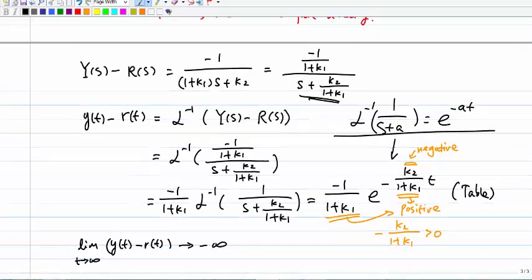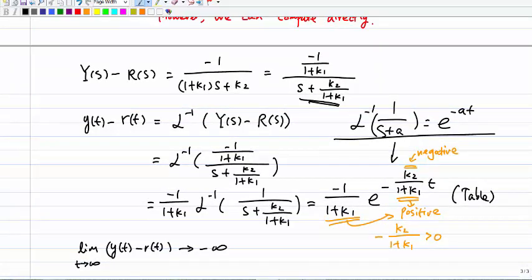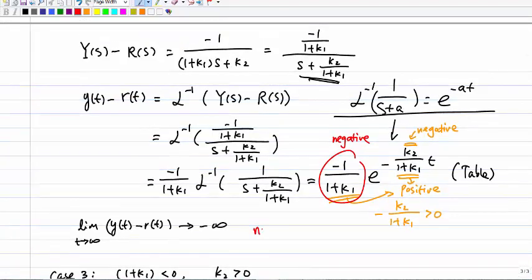Now if you look at this value here, k2 is negative and 1 plus k1 is positive, so we have negative over here, and this becomes positive. Also this factor is -1, so the whole thing is negative. This is e to the positive time t, and if t goes to infinity, this goes to negative infinity. So the limit of this will go to negative infinity, which means you can also say there's no steady state error.